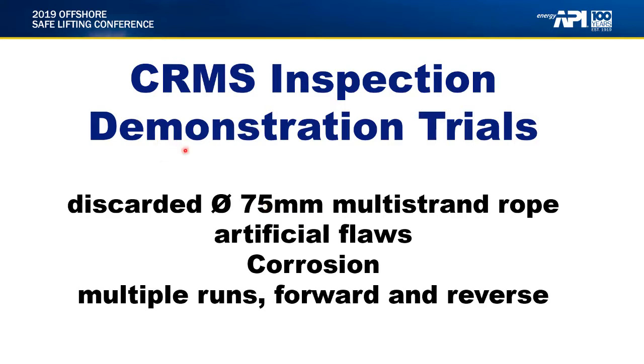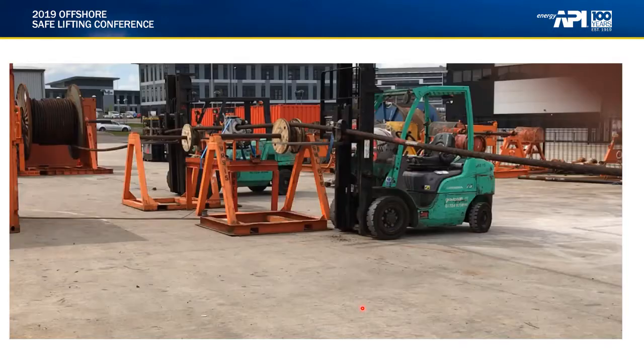The following are CRMS inspection demonstration trials. This is a discarded 75 millimeter diameter multi-strand rope with some artificial flaws. Corrosion is observed during multiple runs in a forward and reverse direction. Here's a quick video showing this operation.